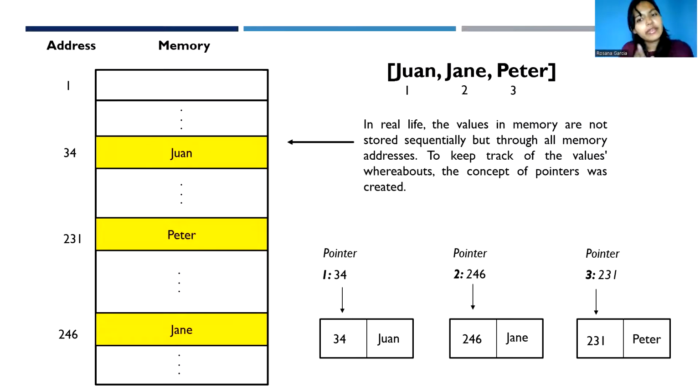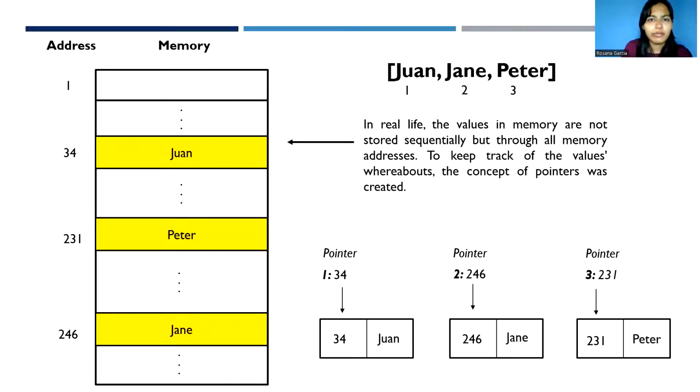Next, we have the values Juan, Jane, and Peter. Even when you use index 1, 2, and 3 to access them, the reality is that you are accessing position 34 in the memory address to access Juan, 246 to access Jane, and 231 to access Peter. As you can see, the order 1, 2, 3 of Juan, Jane, Peter is not the true order in the memory. However, the linked list allows you to have the illusion that they have an order, and that is the magic of this data structure.